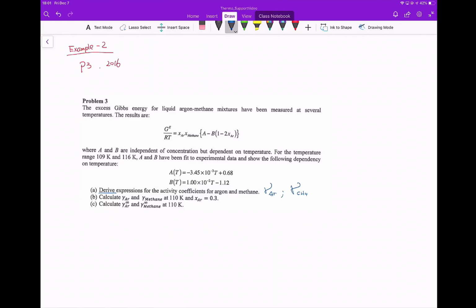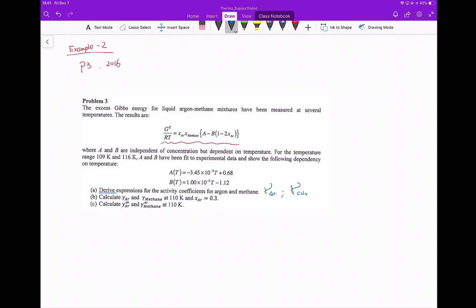Second is to calculate this activity coefficient at this known temperature and a fixed composition. Third is to push to the limits to understand the dilute. So in order to calculate activity coefficient, we need to understand what equation we could use, and the provided equation is in terms of the Gibbs excess property.